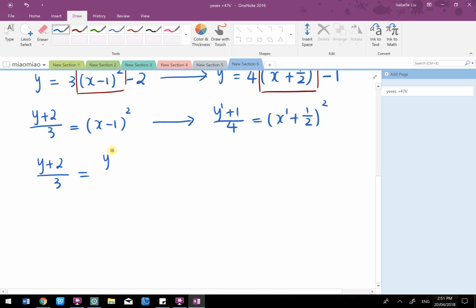So we equalize both sides now. Okay, you don't need to include the square because the square is the rule. Something squared is the rule. So you just put the thing under the square. So it's x dash plus a half equals x minus 1.